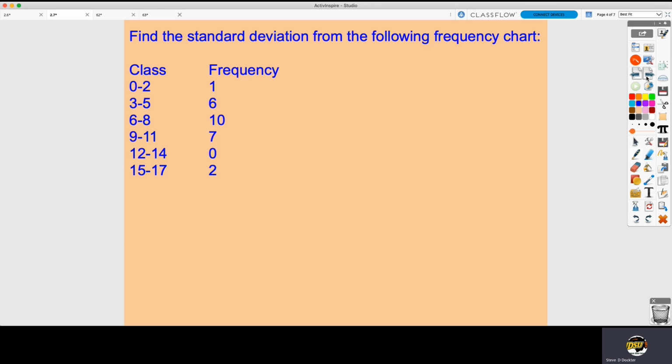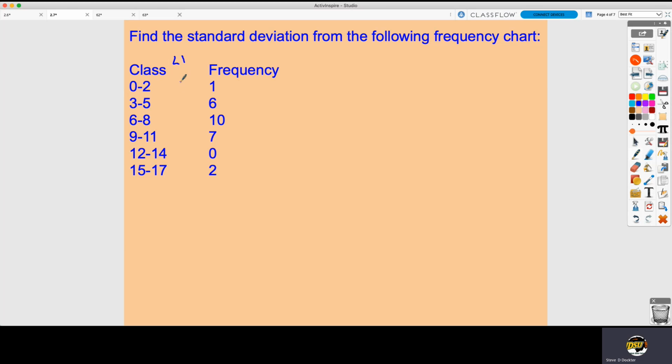This one. Finding the standard deviation from the following frequency charts. The nice thing is we can use the calculator to do this, just like we did on the last page. But what's different with this frequency chart? We've got these ranges again. So what are we going to plug in there? We're going to plug in the middle of it. So in that L1 column, we're not going to put 0 through 2.